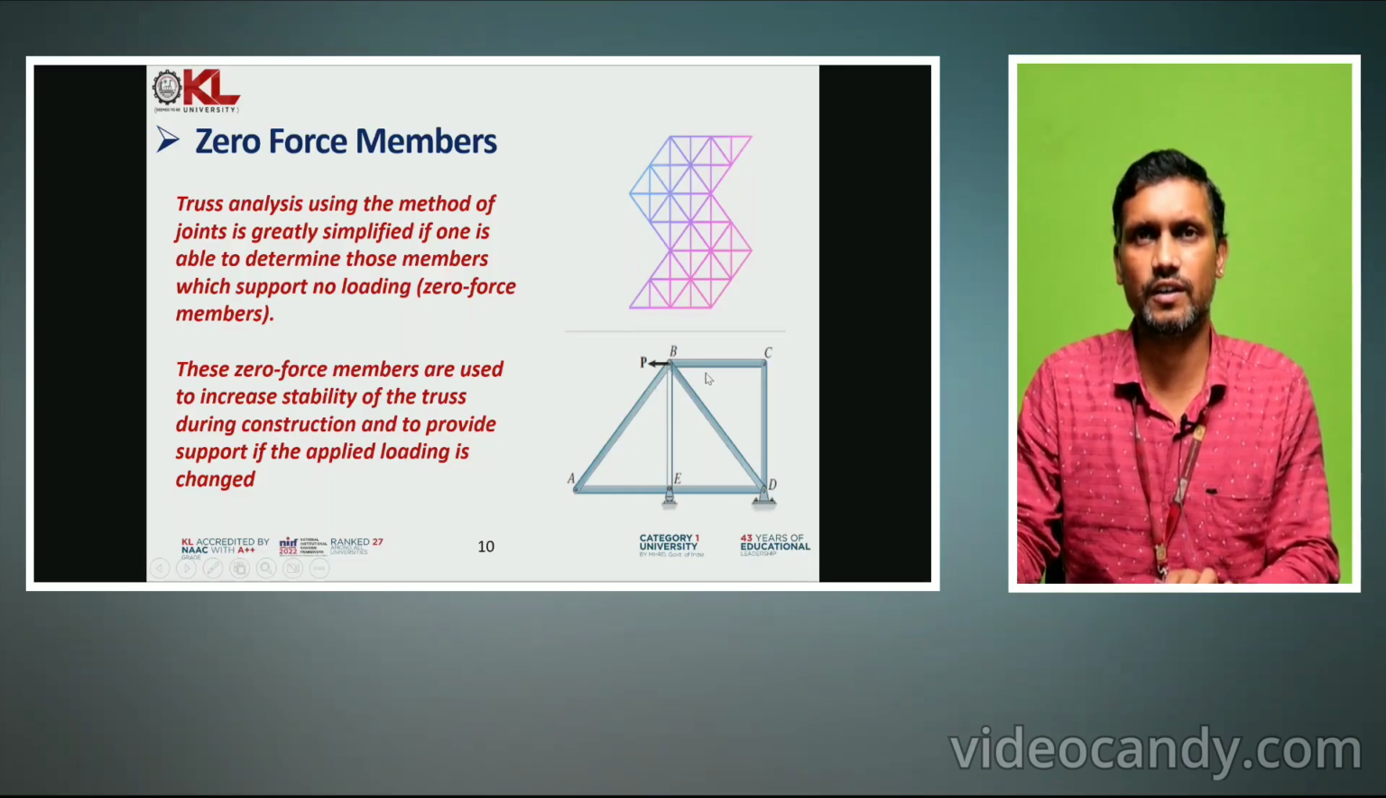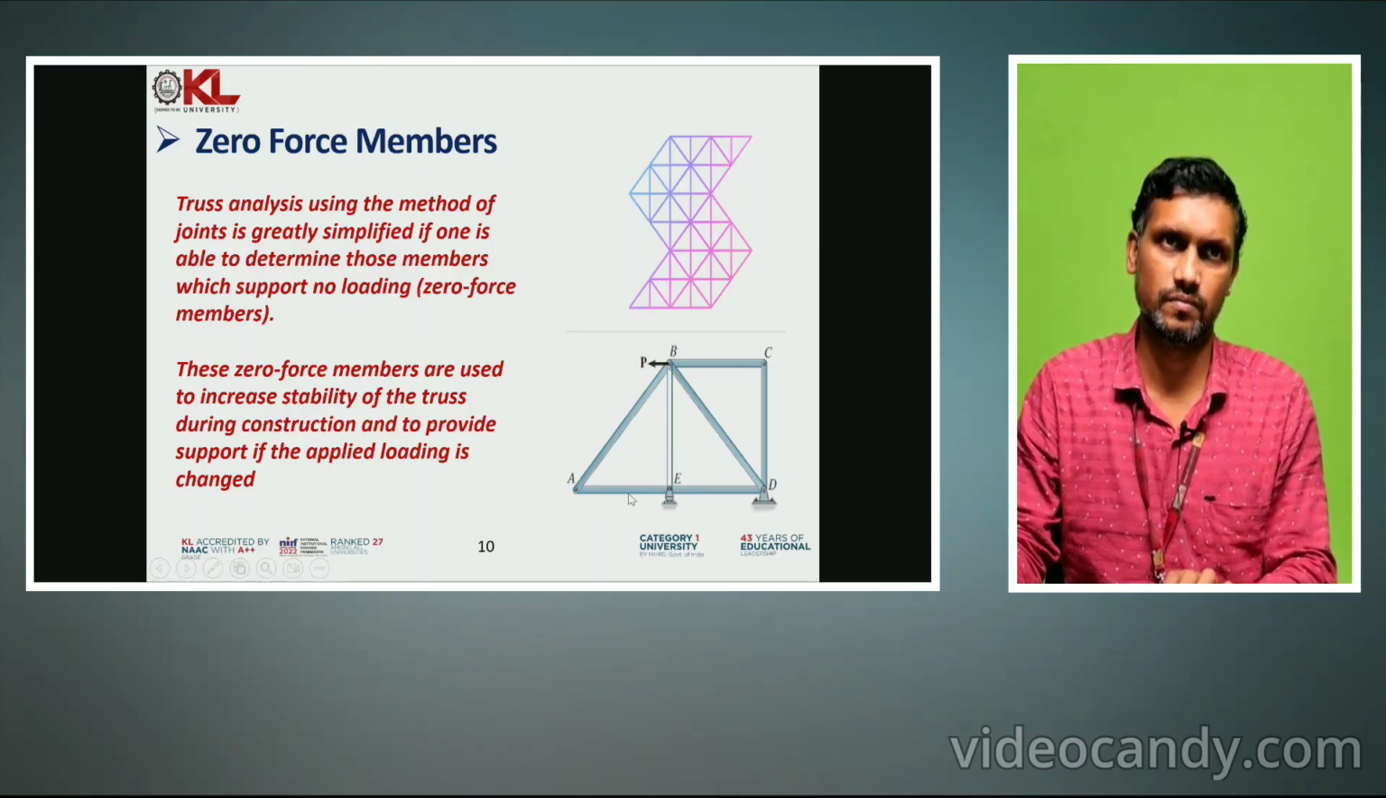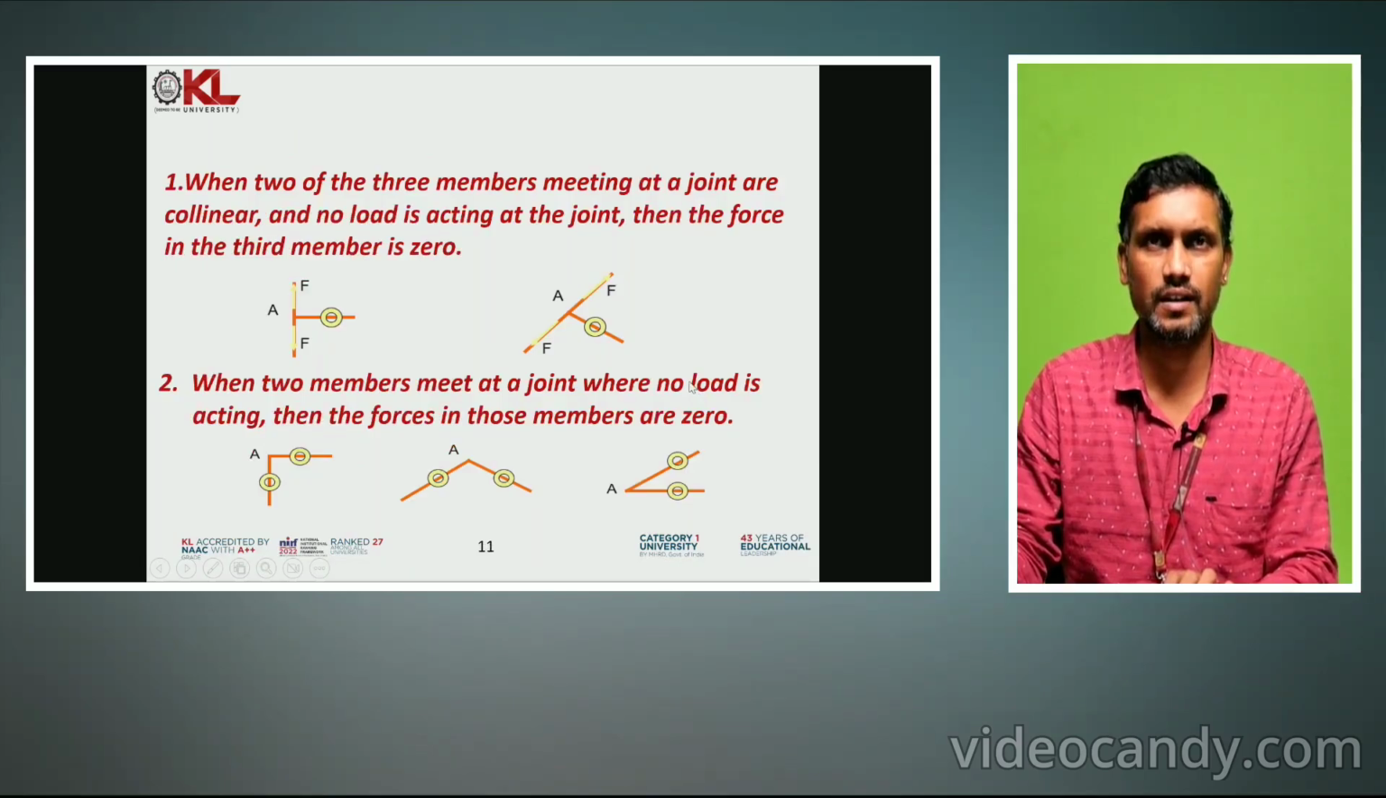You will resolve here the x and y components, horizontal and vertical direction, and find the forces on different members BC, BD, BE, BA, AE, ED, everything. You will find there are some members which will not carry any load. Those members are known as zero force members.